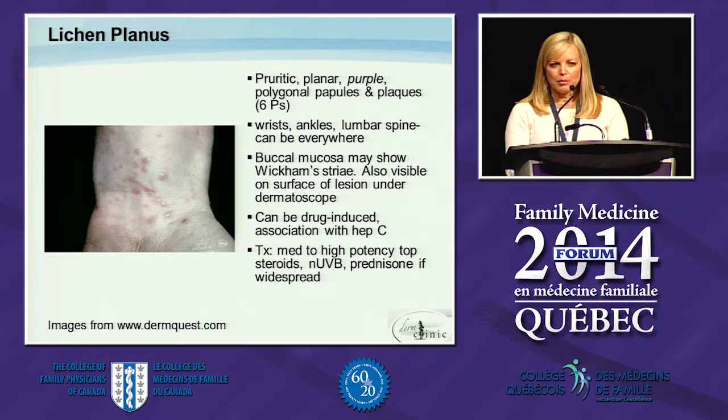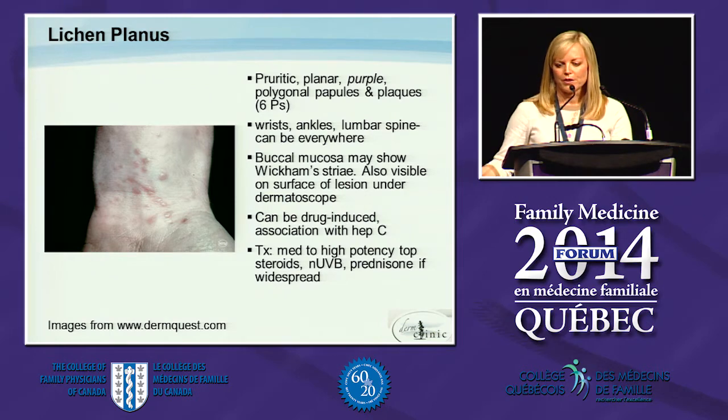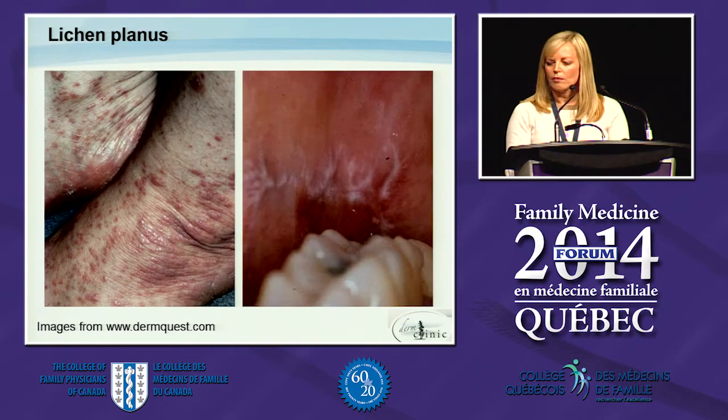A lot of lichen planus is idiopathic, but sometimes it can be drug-induced, and other times it can be associated with hepatitis C. We treat it with medium to high potency topical steroids. It responds fairly nicely to narrowband UVB, and if it's really widespread, then we would consider, again, a tapering course of prednisone. The picture of the feet is showing how sometimes you can get those papules really coalescing more into a plaque, and the other photograph is of the Wickham's striae that you might see inside the mouth.